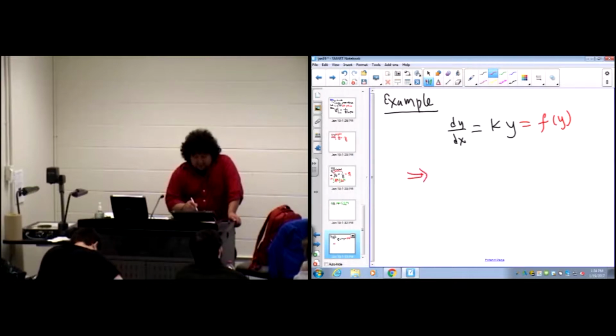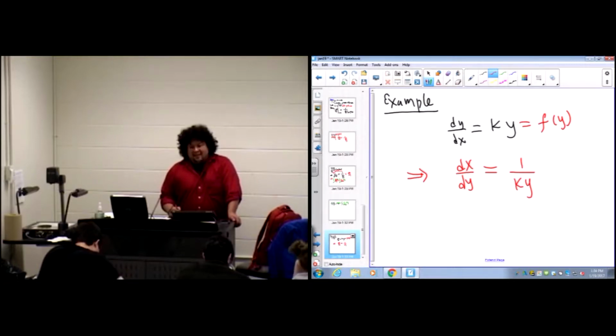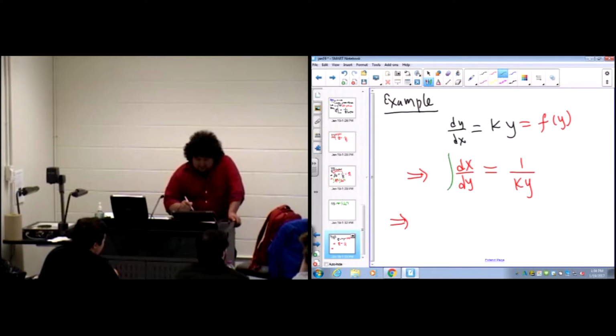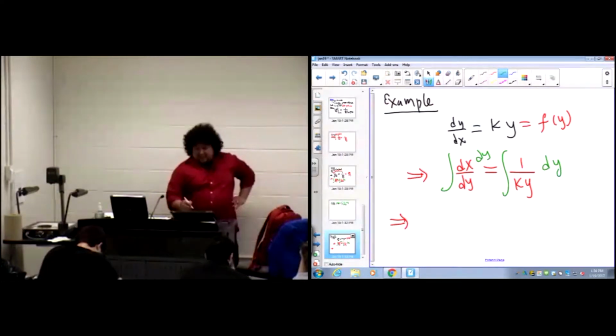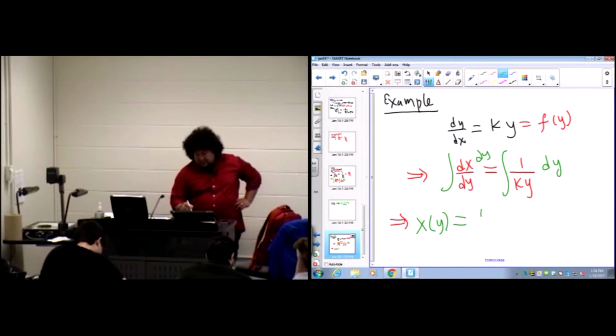dy/dx, if we now consider dx/dy, then the right-hand side is 1 over f, so it would be 1 over k times y, the denominator being k multiplied by y. So this implies that we would take the integral operator, right, both sides with respect to y. The left-hand side becomes x. This is x of y. Here you can argue this is 1 over k times natural log of y plus some constant.